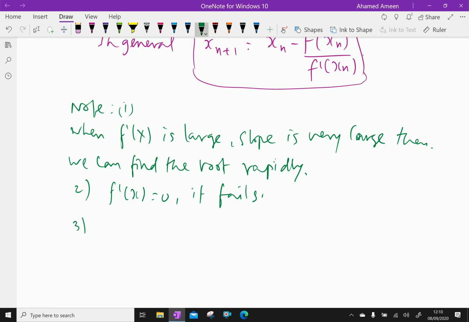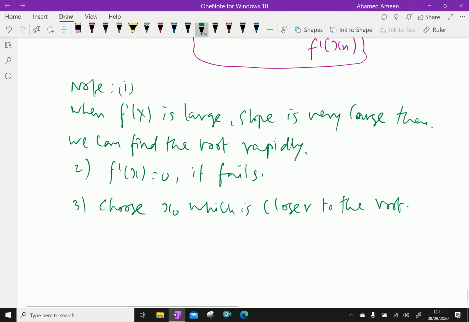Third one, you have to choose x0 which is close to the root, closer. Choose the initial approximation x0 which is closer to the root. Root means we are assuming the roots.